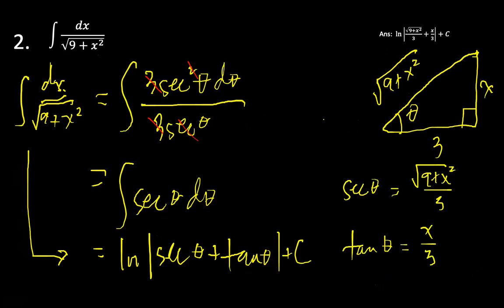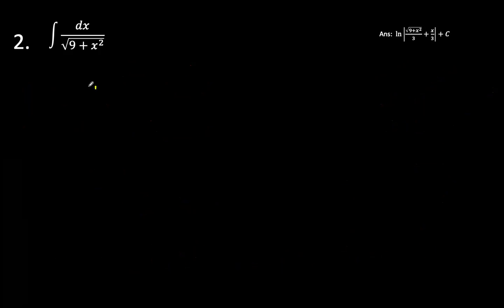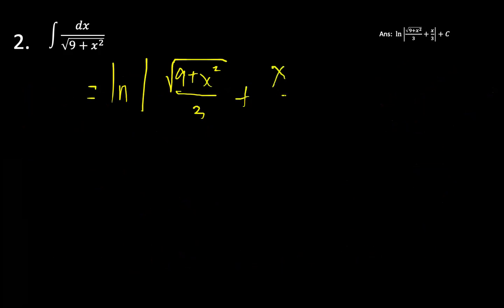All right, so we can now substitute these values of secant and tangent theta in the integral. So our final answer is the natural logarithm of the square root of 9 plus x squared over 3 plus x over 3, plus c. So this is now our final answer.